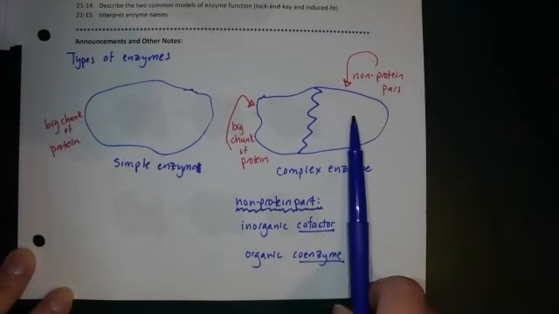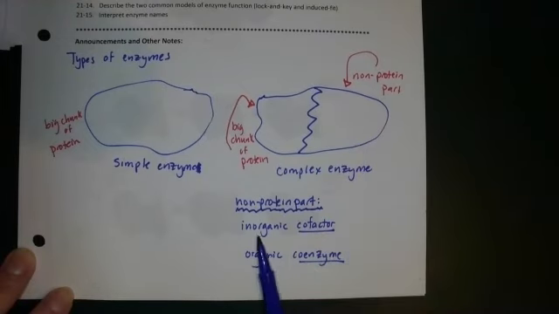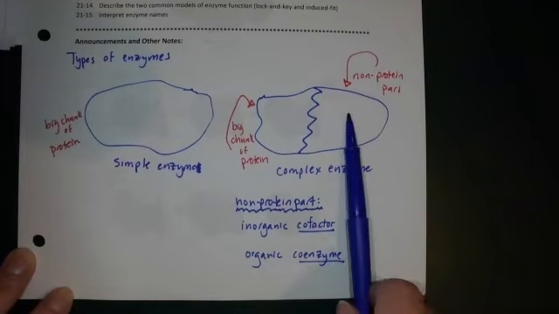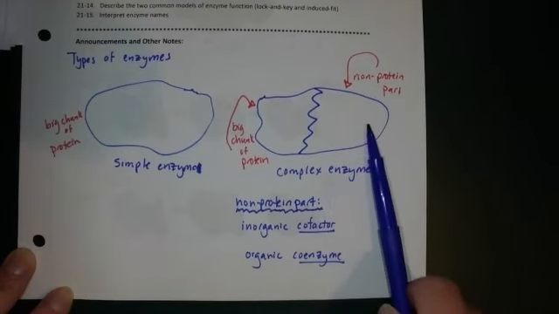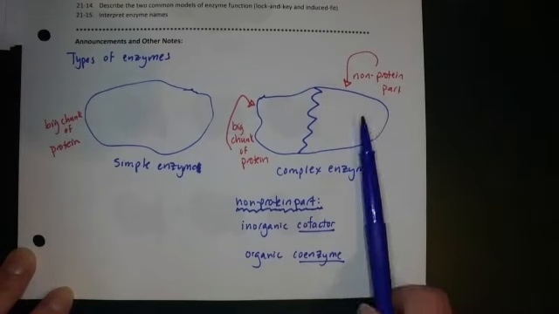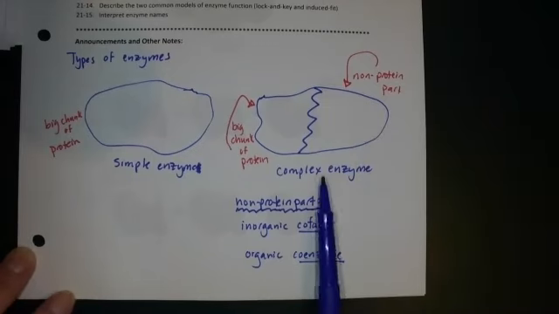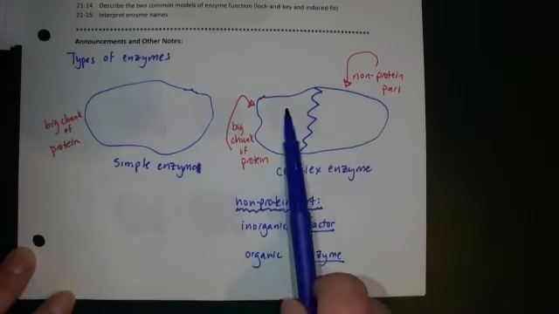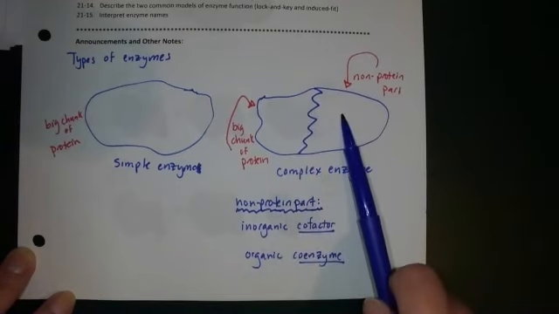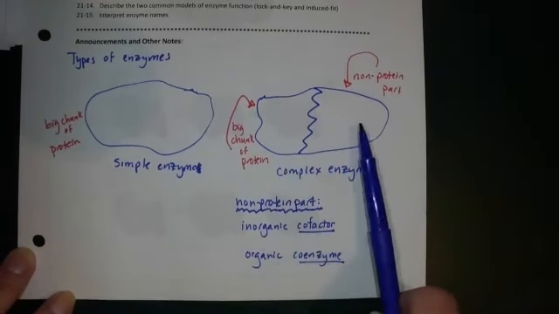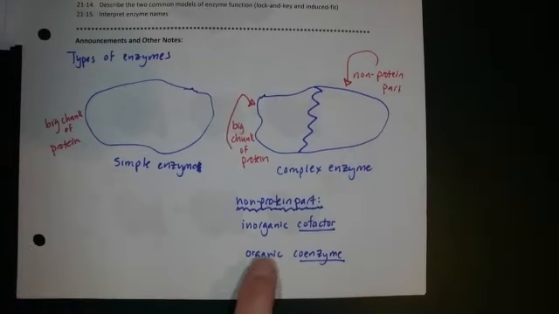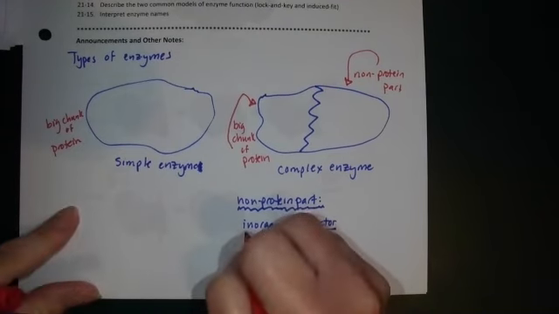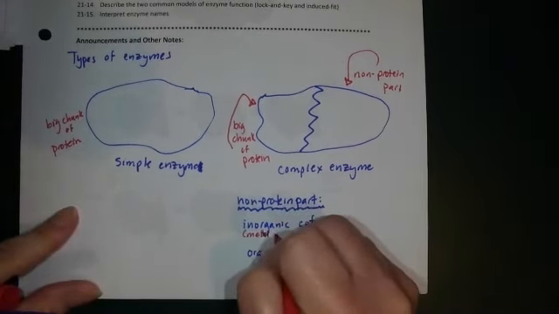If it's composed of something that's inorganic, and you know what that means, it means not carbon-based, then that's called a cofactor. And if this non-protein part is carbon-based, if it is organic, then it's called a coenzyme. So the complex enzyme consists of protein with an inorganic cofactor or protein with an organic coenzyme. And you know what organic means. Inorganic might be metal ions, for example.